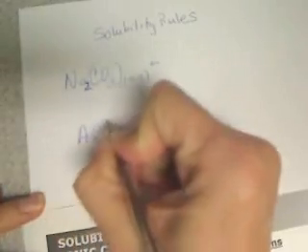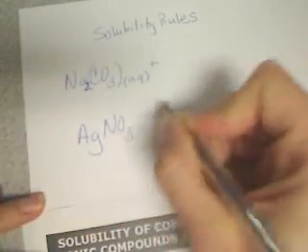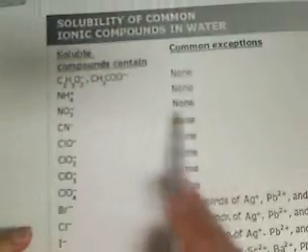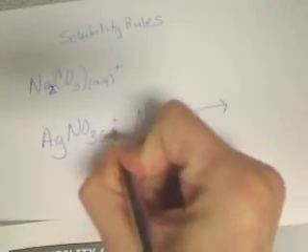Okay? So let's go through a couple examples so you can see how this works. Let's say I give you the equation AgNO3 plus NaCl. The first thing we need to do is look at these two compounds. Silver nitrate. So let's look for the nitrates. If I go to my chart, I'm going to see my nitrate here. It says that this is soluble and there are no exceptions. So silver nitrate is going to be soluble and we write aq.